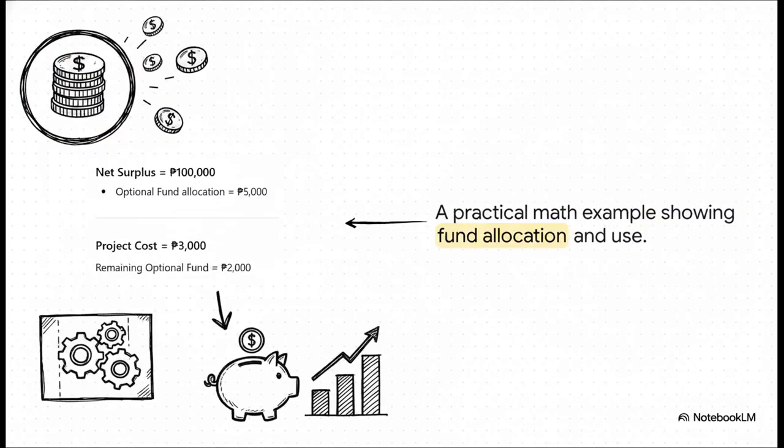Okay, let's ground all those debits and credits with a super practical math example. Let's say your cooperative has a total net surplus of 100,000 pesos. You decide to allocate an optional fund of 5,000 pesos. Sometime later, your approved modernization project ends up costing you 3,000 pesos. After you run through those exact accounting entries we just walked through, your remaining optional fund sits comfortably at a balance of 2,000 pesos, totally ready for the next phase of the project.